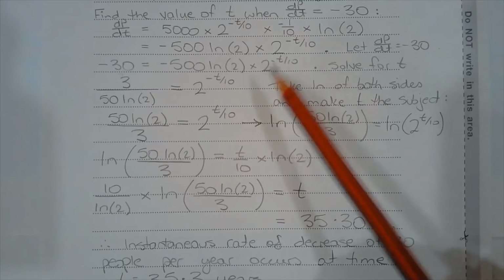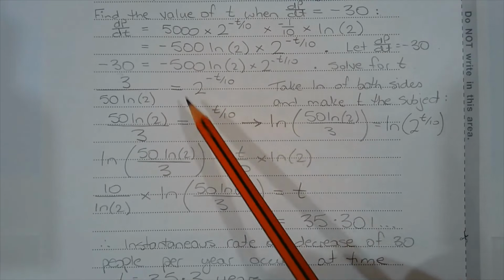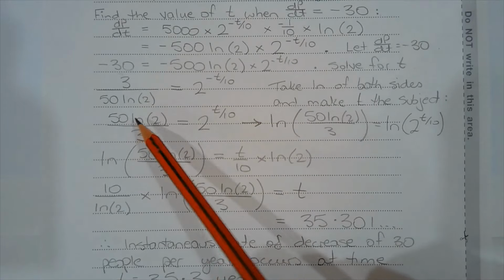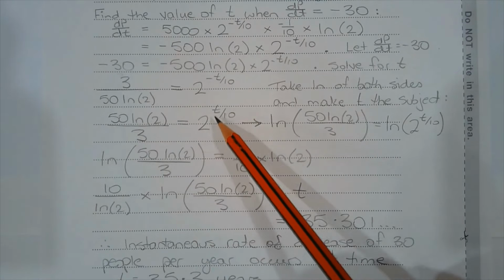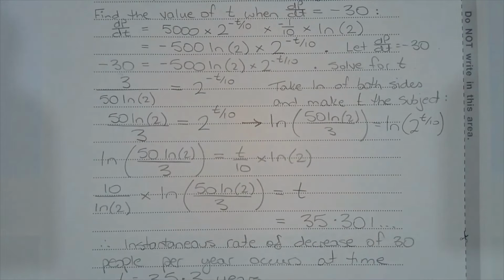Now before we take the log of both sides, you can see that the right hand side is a reciprocal. So just to make life a little bit easier, I'm going to take the reciprocal of both sides. So 50 ln of 2 over 3 is equal to 2 to the power of t over 10. So this negative index has now become a positive index.